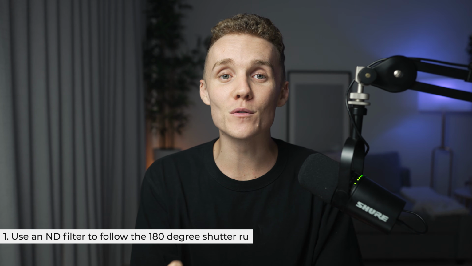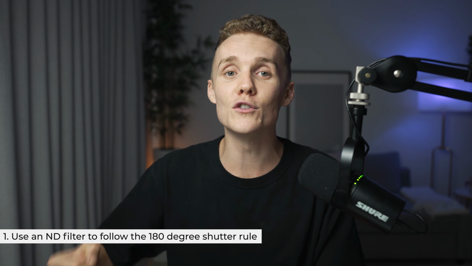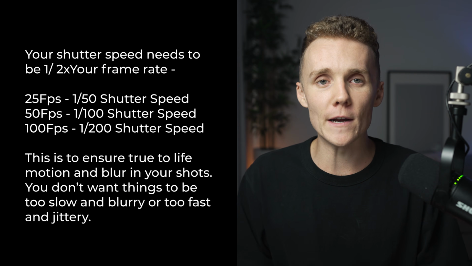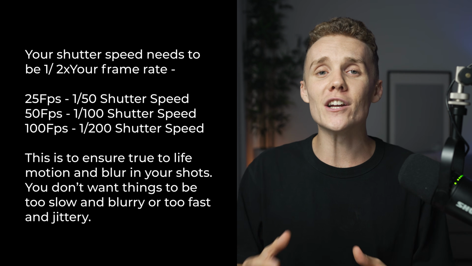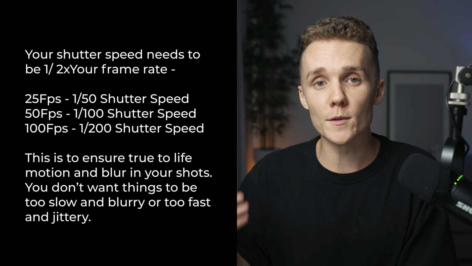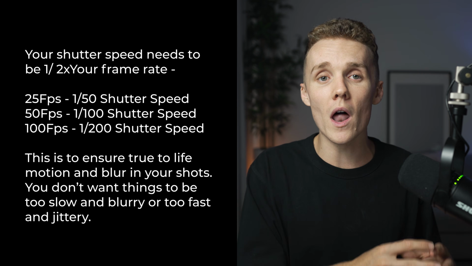Okay, tip number 1, you want to make sure you're using an ND filter so you're able to follow the 180-degree shutter rule to a T. Just quickly, for anyone that doesn't know what the 180-degree shutter rule is, it took me quite a few months to work this out. It's when your shutter speed is double your frame rate. For example, let's say you're shooting in 25 frames per second like we are right now, my shutter speed is 1/50. Or let's say I was shooting in 50 frames per second, my shutter speed would want to be 1/100. No more and no less.